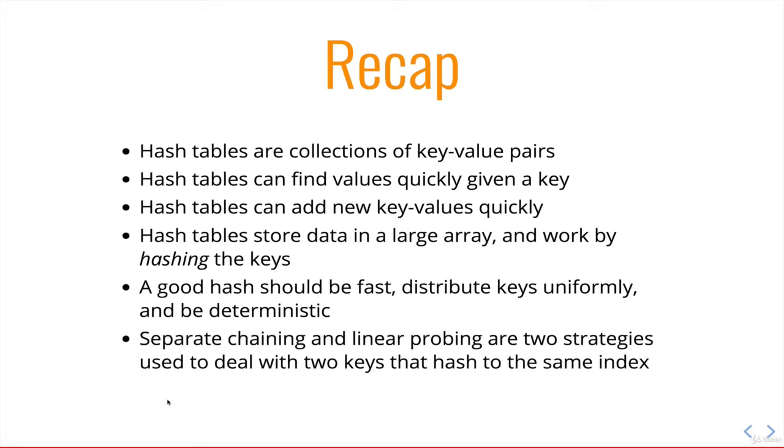And then there's two strategies for when we have two keys with the same index. When we hash something, we get the same index in our array. There's at least two that we talked about: separate chaining and linear probing. Separate chaining involves storing them together in a nested structure in the same array index. Linear probing involves looking forward for the next empty slot. And we focused on separate chaining.